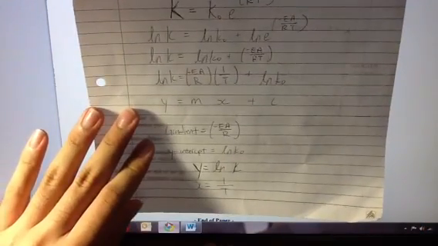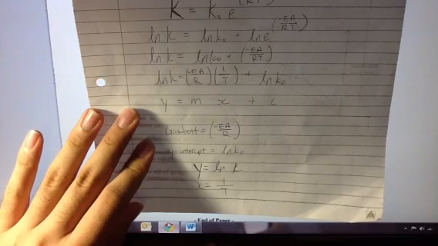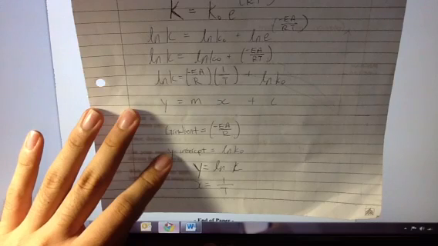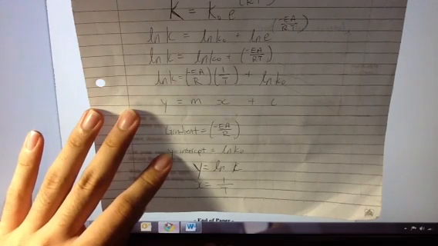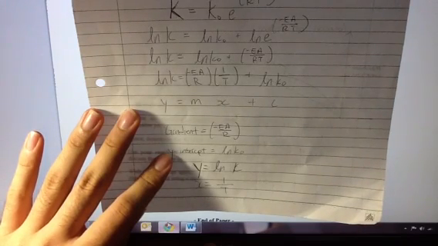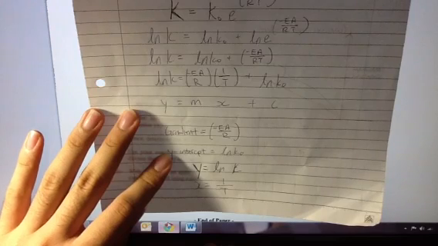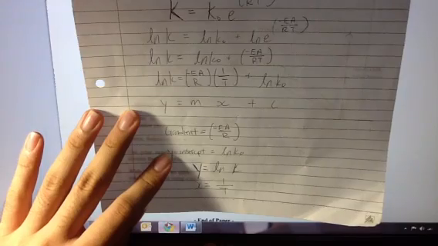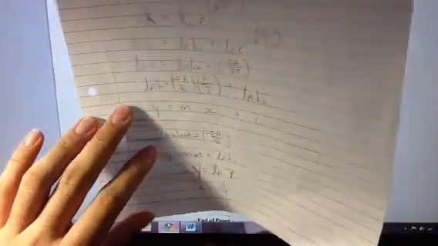where m, which is your gradient in this case, equals negative activation energy over gas constant. Your y-intercept, which is your c, equals ln frequency factor. The y-axis will be ln reaction rate constant, and the x-axis will be denoted by 1 over temperature.